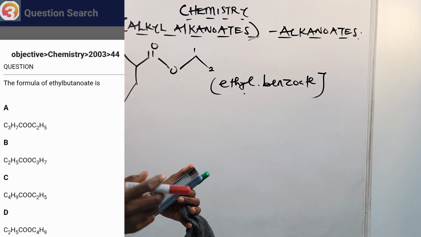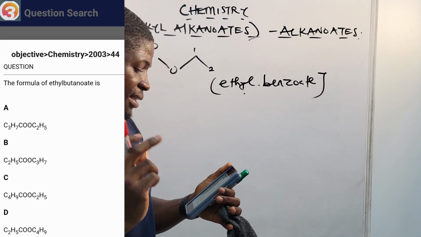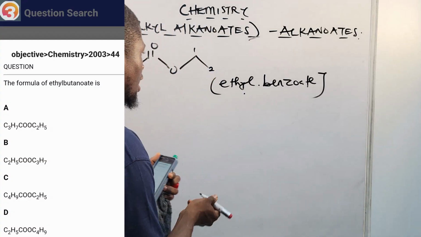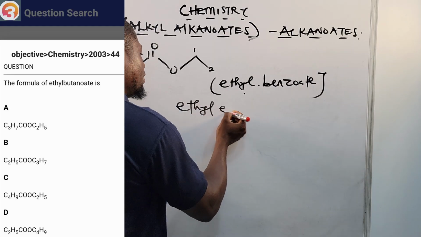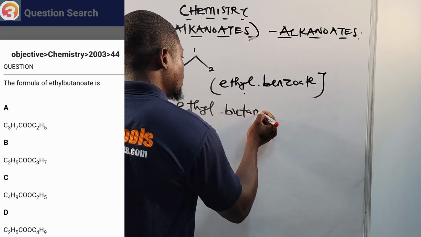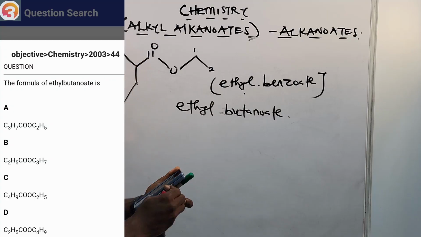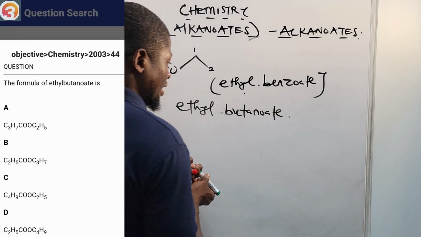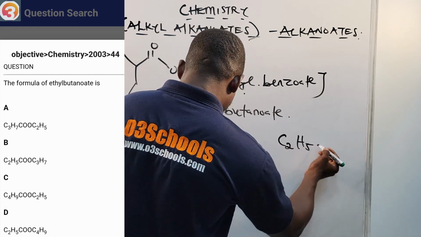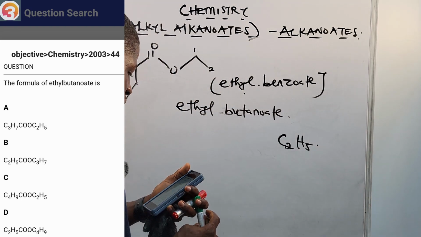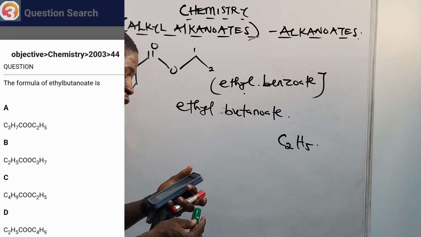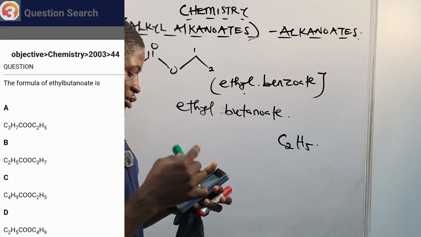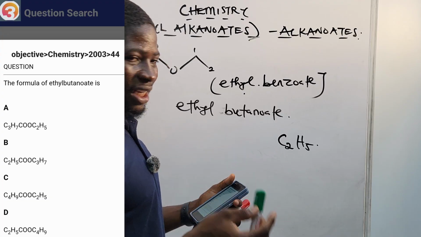Now, 2003 number 44, the penultimate question. It says, the formula of ethyl butanoate. We are told to write out the formula of ethyl butanoate. So we already know that on the right, we have an ethyl group, and our ethyl group is definitely C2H5. So obviously, option A and option C are the only contenders. Option B is already wrong because there's a C3H7 at the end. Option D is wrong. There's a C4H9. So we should have C2H5 at the end.